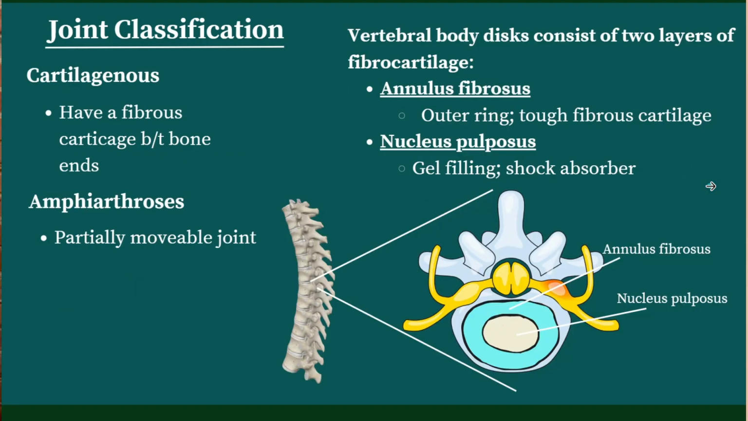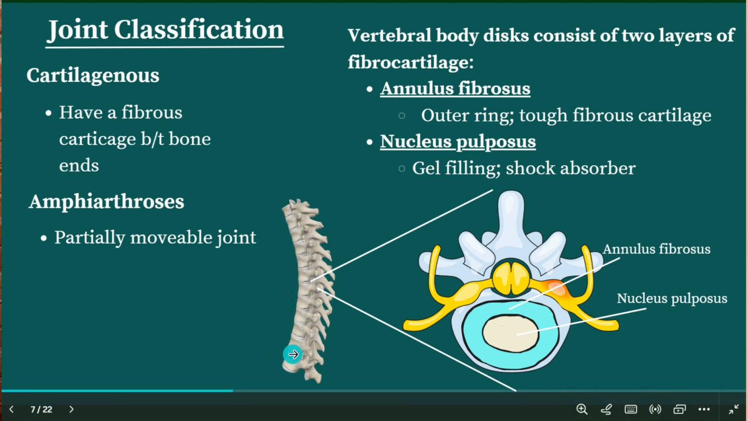Okay, and then for cartilaginous joints, they have a fibrous cartilage between the bone ends. We already talked about that. So amphi means partially movable. A great example of a cartilaginous joint would be in the vertebrae. So we have these partially movable joints, fortunately not too movable, or we'd be pinching those nerves like crazy.